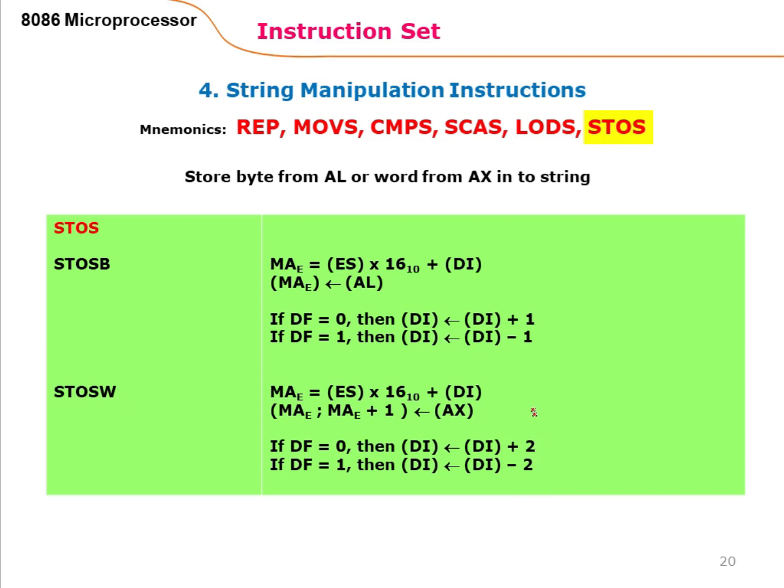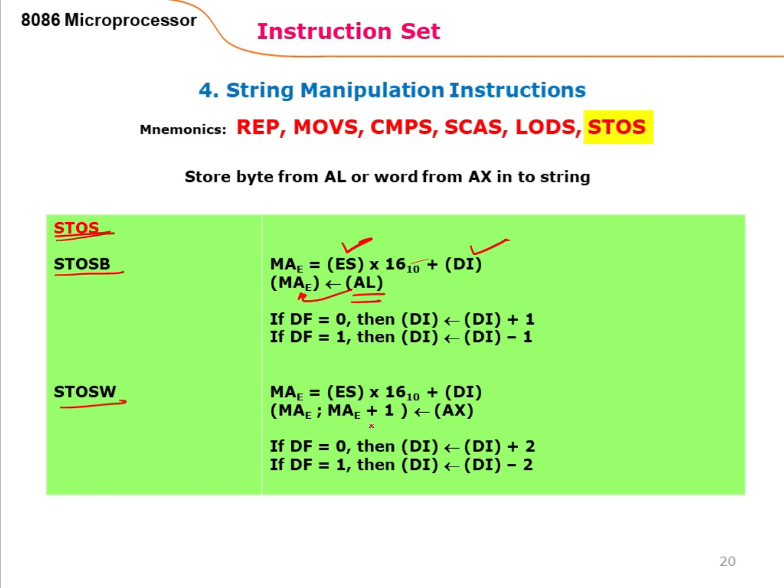Next, the opposite of load is store. The store string instruction is used to store the string: store string byte or store string word. We can use this instruction on byte or word. The memory address of destination is calculated here. We are going to store the data in the register to the given memory location. The memory address of destination is calculated with the help of the extra segment register multiplied by 16 and added to the destination index value, and the contents of AL are moved to the memory address MA.